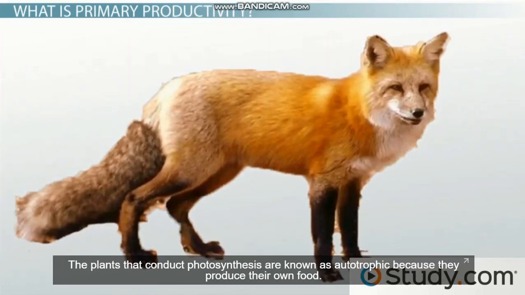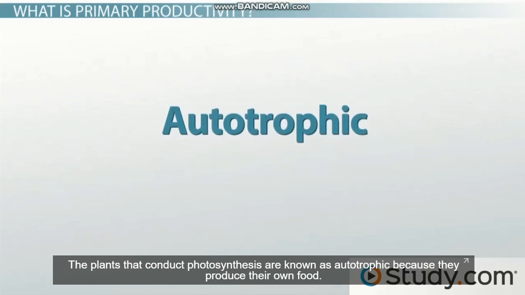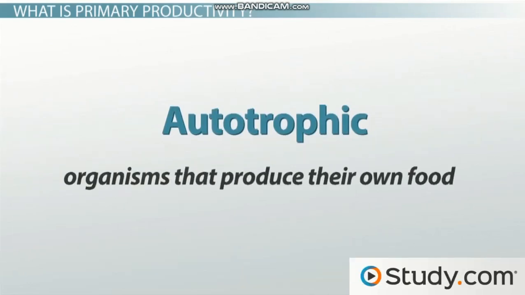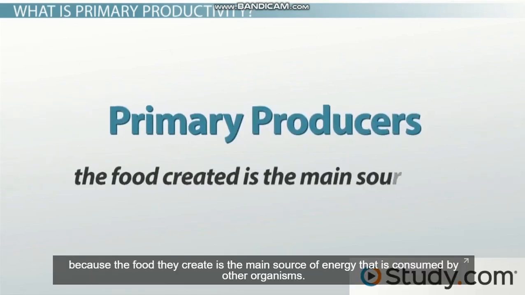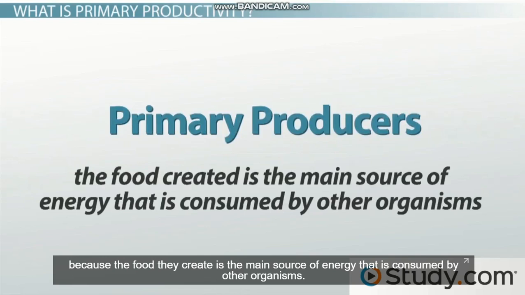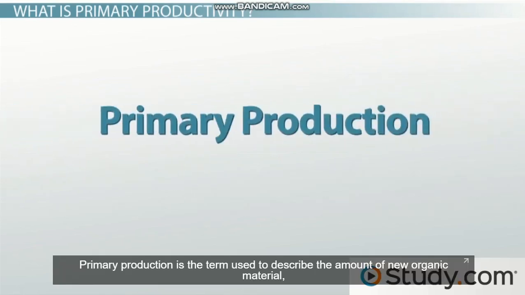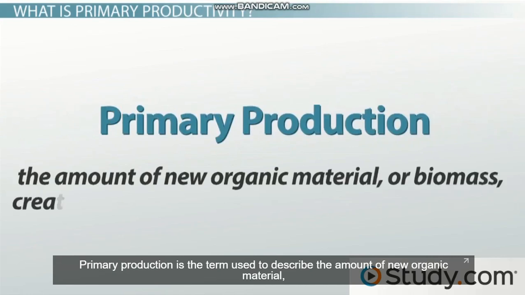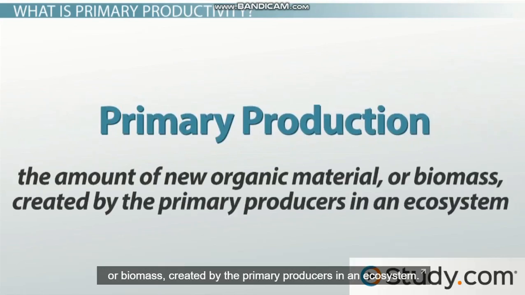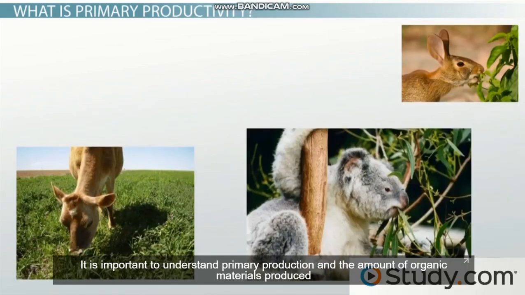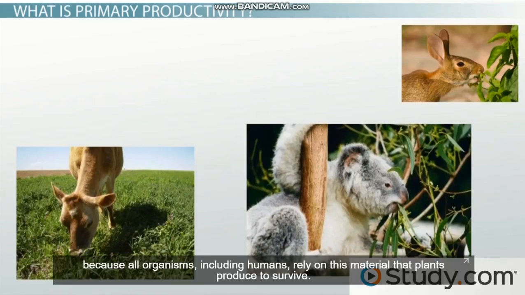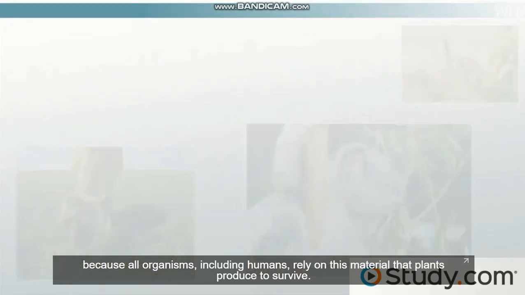The plants that conduct photosynthesis are known as autotrophic because they produce their own food. These types of plants are also referred to as primary producers because the food they create is the main source of energy that is consumed by other organisms. Primary production is the term used to describe the amount of new organic material or biomass created by the primary producers in an ecosystem. It is important to understand primary production and the amount of organic materials produced because all organisms, including humans, rely on this material that plants produce to survive.